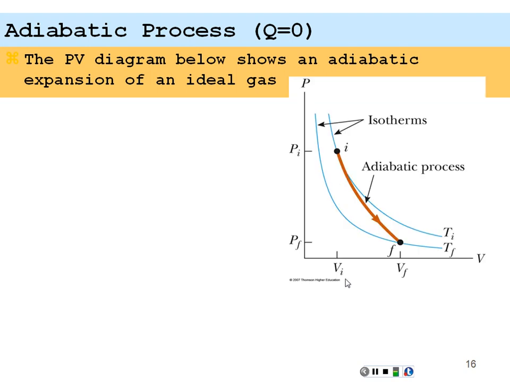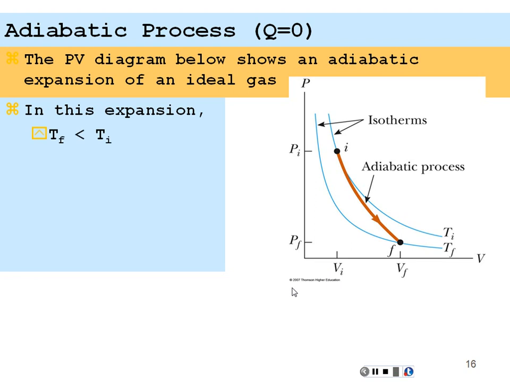Here we have an adiabatic process, one in which we're very interested, because many of the processes that we use are adiabatic, where there's no heat exchange. In this process, if we were to expand from initial to final, our temperature would go down, from a higher temperature state to a lower state. In this expansion, our final temperature is less than our initial temperature, so the gas will cool.